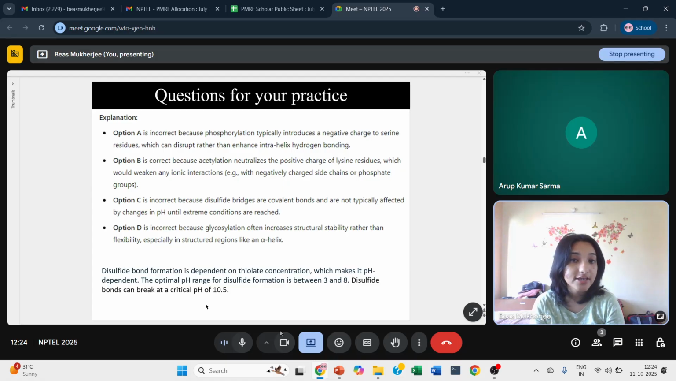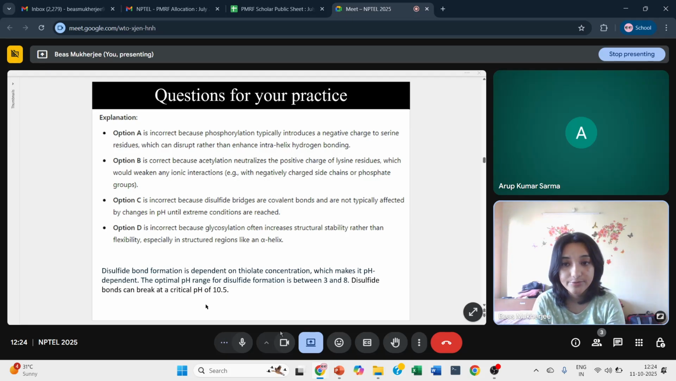Option B is correct because acetylation neutralizes the positive charge of the lysine residues, which would weaken any ionic interaction, for example with a negatively charged side chain or phosphate group. Option C is incorrect because disulfide bridges are covalent bonds and are not typically affected by changes in pH until extreme conditions are reached.